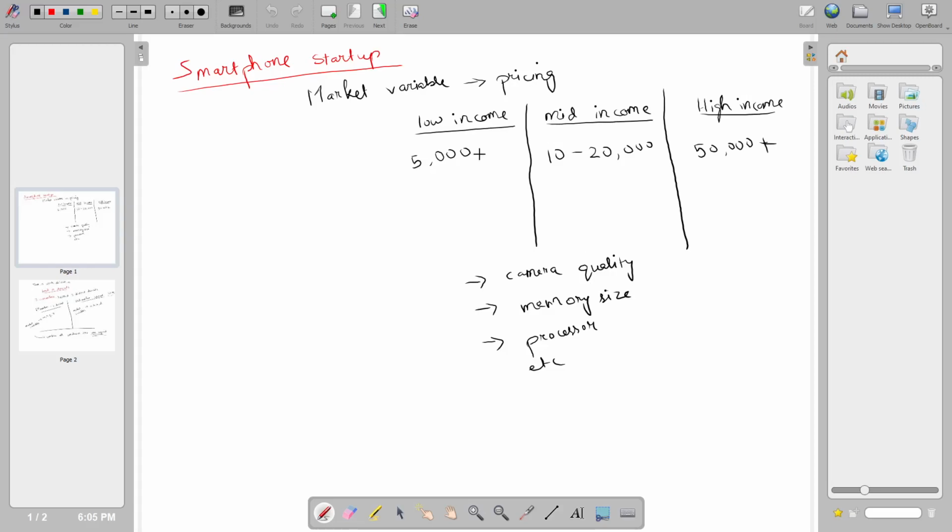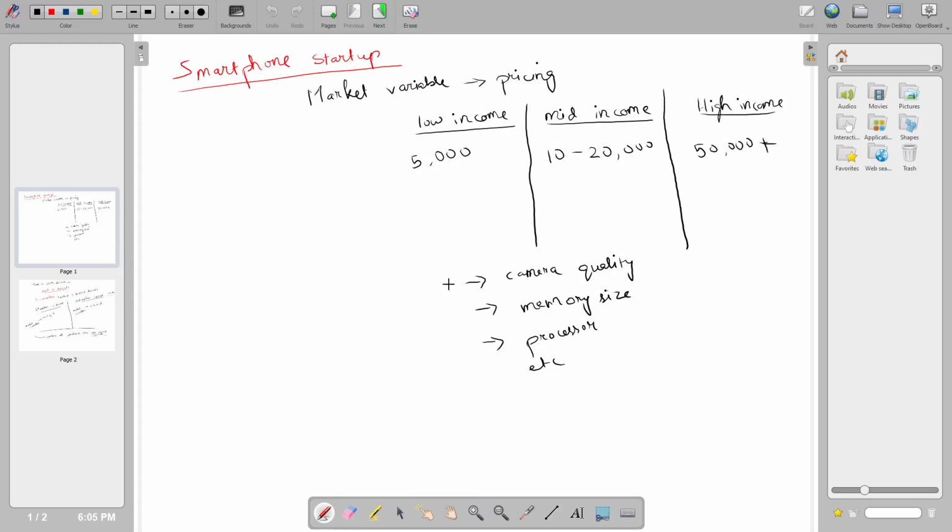Yes. Okay, so based on the pricing variable, we can divide the market into three segments. This is just for the sake of example. There's a low income group who can afford around 5,000 range phones, like six, seven thousand. There's a mid income group who can afford 10 to 20,000 phones, and a high income group who can afford 50,000 plus phones, like Pixels and OnePlus, and then Apples. So based on pricing, we can divide the market into three groups.